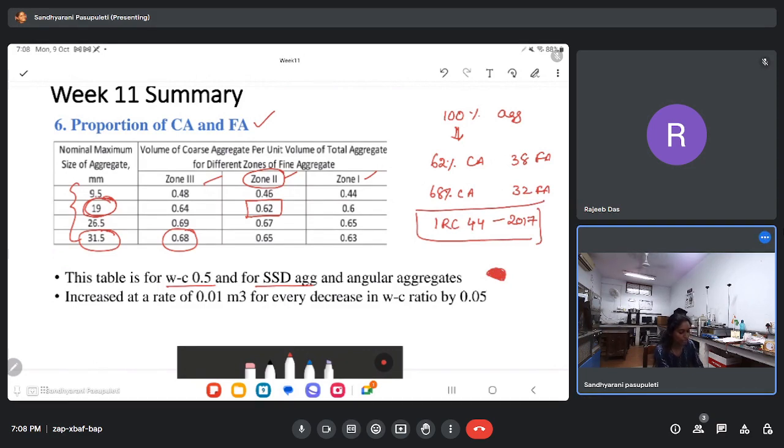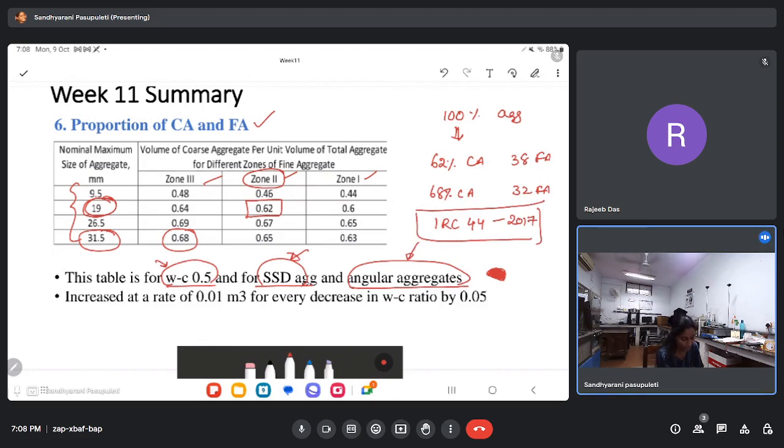But if we wanted, and also for angular aggregates. So this table is exclusively for these three conditions. So in the concrete mixture, if any of our aggregates doesn't have these properties, that means the water cement ratio is not 0.5, or they are not SSD aggregates, they are dry aggregates, and those are not angular aggregates, they are, let us say, subangular. Then accordingly we have to change our coarse aggregates.